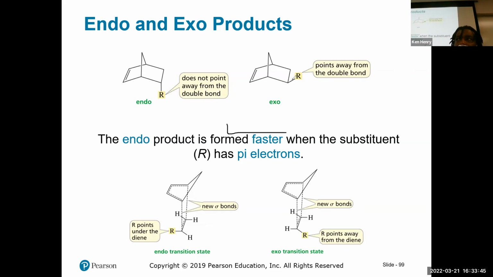So since it's pointing out, it's considered to be an exo, where this guy is endo because it's not pointing away, it's not going in the opposite direction of the double bond, it's in the other plane. So endo products are going to be formed faster. And that's when our substituents have pi electrons, sorry, not pi bonds, pi electrons.